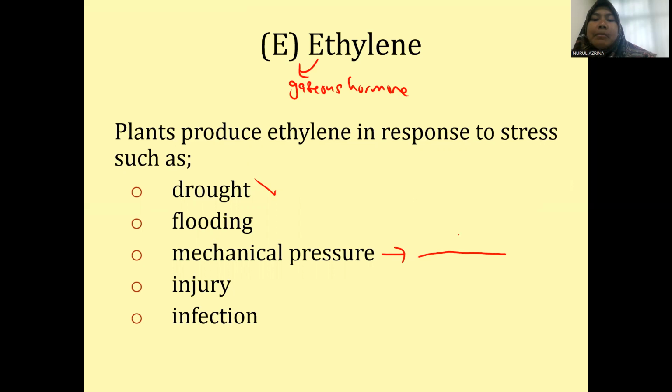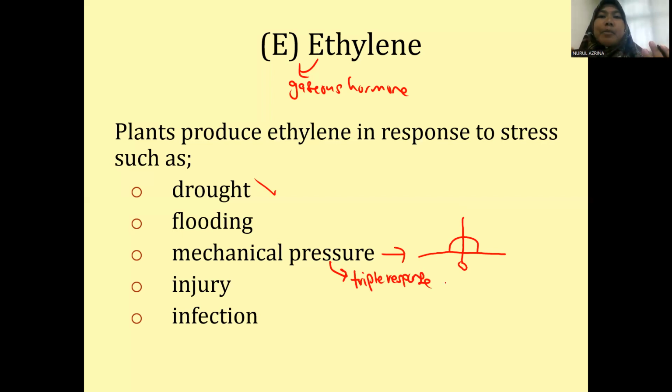Let's say on top of the soil, you have a big stone. Down here, you have a germinating seed. So this seed should be germinating this way, upwards. But then the mechanical pressure present will affect the plant, providing stress for it to germinate. So what happens? Ethylene will be accumulating, and ethylene will help in producing the triple response.